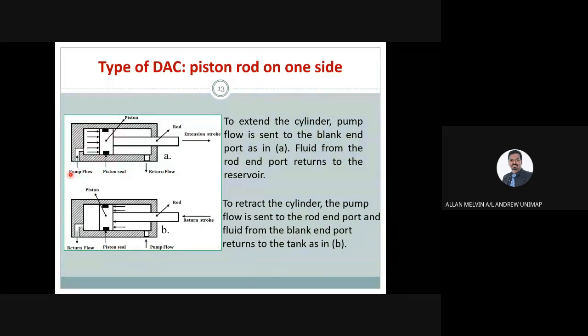So you can see the air is entering here, pushing, extend, yang rod ni akan extend out. Udara yang ada dekat sini akan keluar. So to retract the cylinder, what do you do? You supply air in the opposite direction. So udara masuk dekat sini, it will create the force here, it will push this piston outward, udara yang ada dekat bahagian ni, dia akan keluar here. So that's on the return stroke.